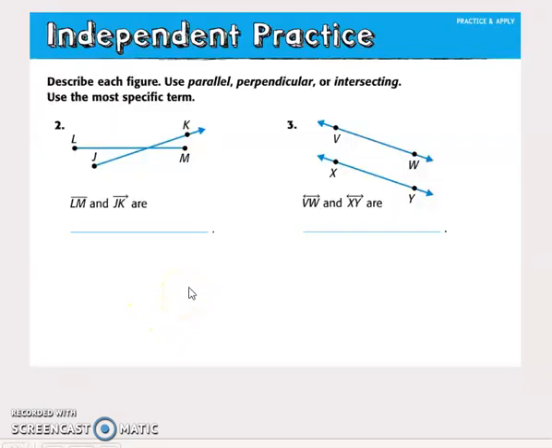Okay, so this is your independent practice. So go ahead. If you need extra help, you can go back and view this video again, or you can go to Khan Academy or just look through the examples in your book. You also have a glossary. I also have some examples and the vocabulary terms on my website. I have them both under the math tab or the math distance learning tab.